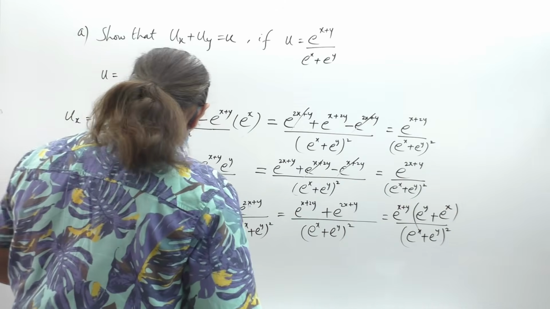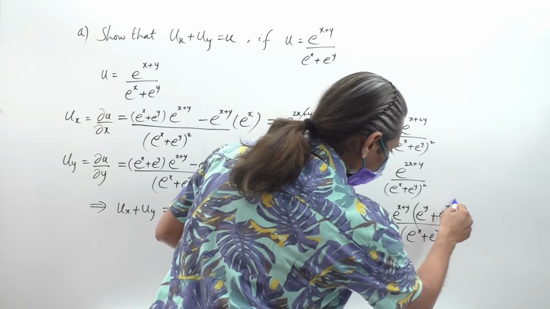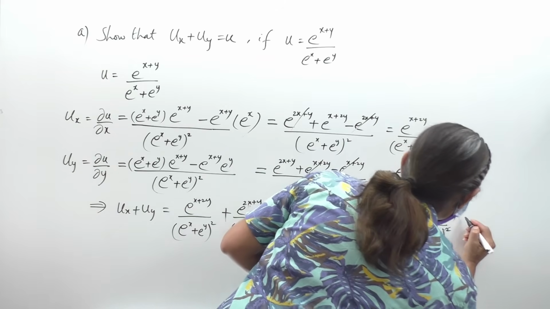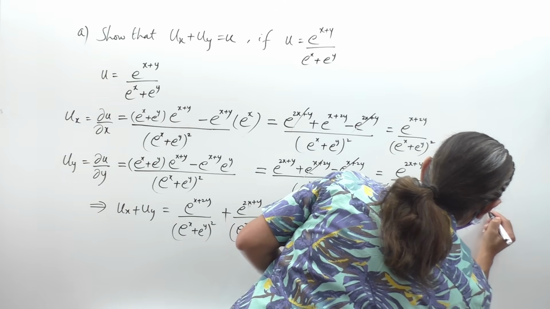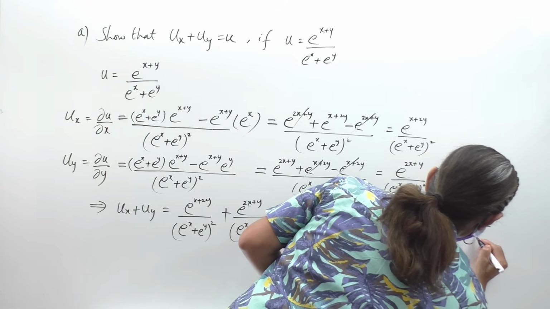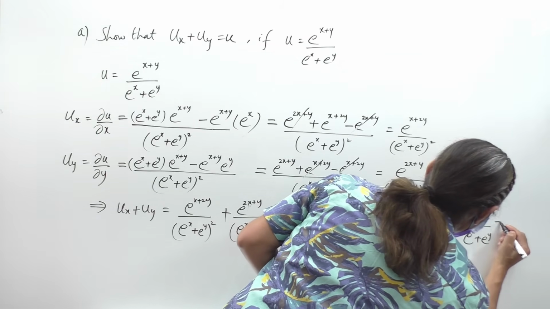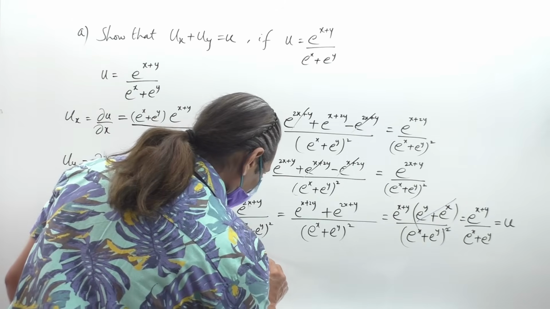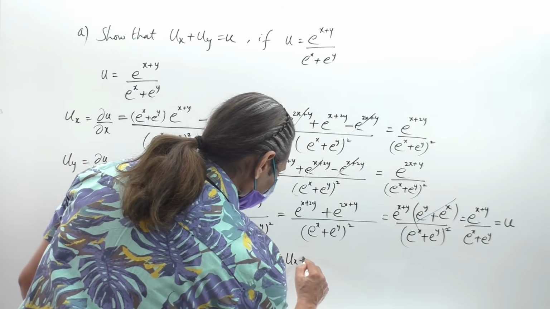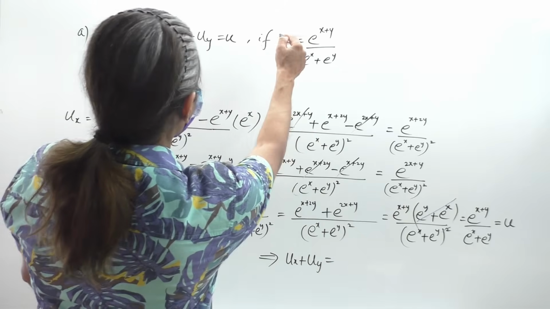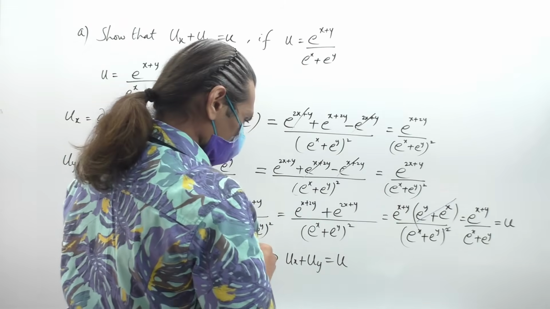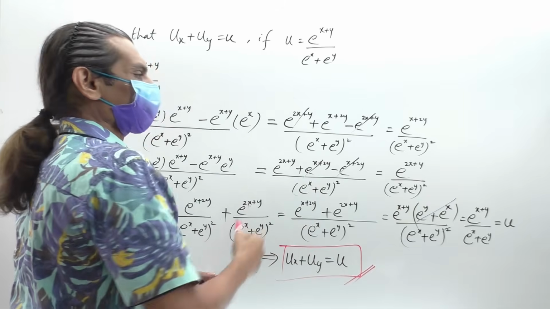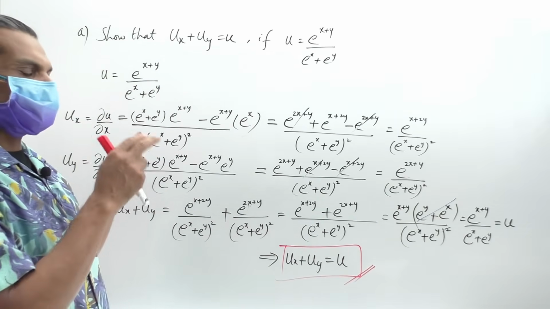See, this term cancels here. You see, this term and this one term cancel. So what remains? Clearly we have e raised to x plus y whole divided by e raised to x plus e raised to y. That's all. And that's nothing but u, according to the question. Therefore we can write ux plus uy equals u. That's it. So very simple solution here. Okay, this is how it is done. Clear? I hope you understood the solution clearly here.